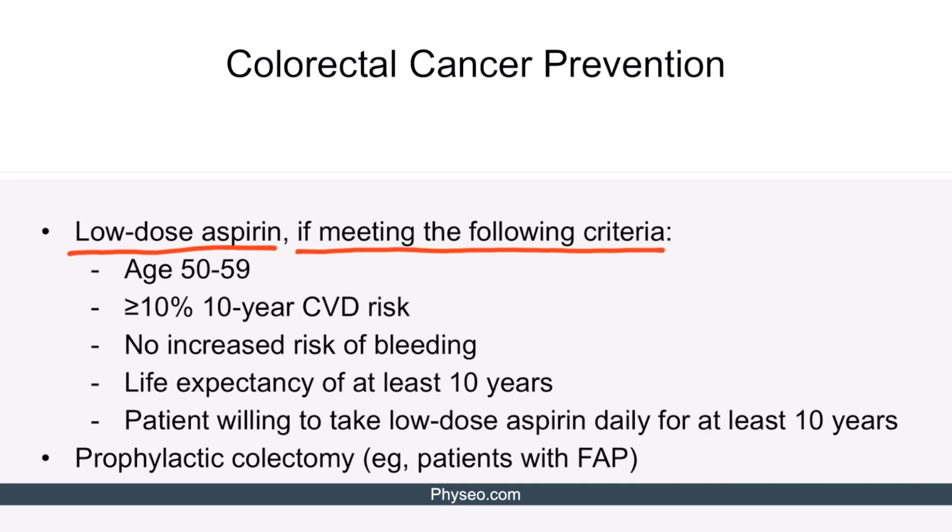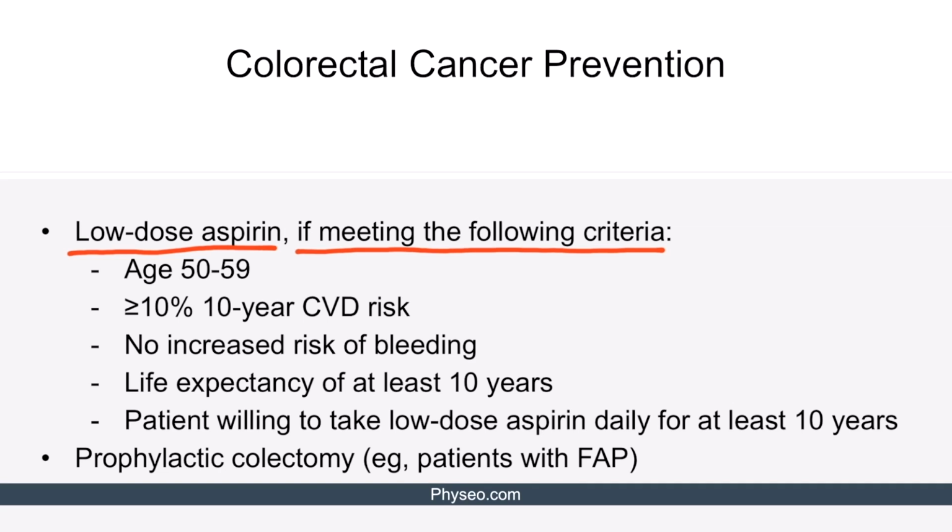The next criteria is they have to be expected to live at least 10 years following the start of this low-dose aspirin. And lastly, your patient has to be willing to take low-dose aspirin daily for 10 years. And again, all of these criteria must be met before considering a patient for prophylactic low-dose aspirin. Not just 4 out of the 5 or 3 out of the 5, all of them.